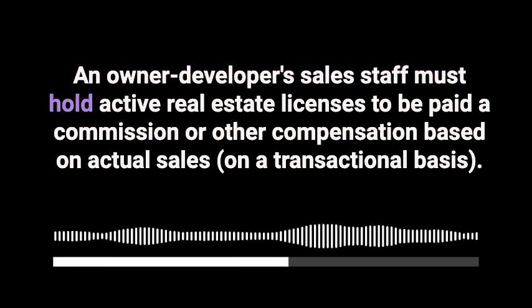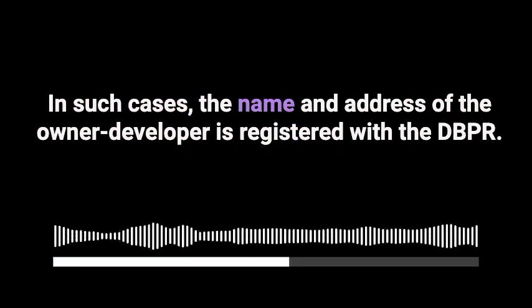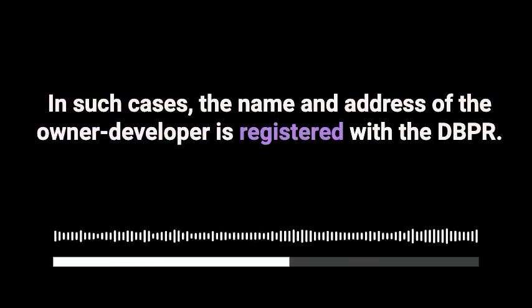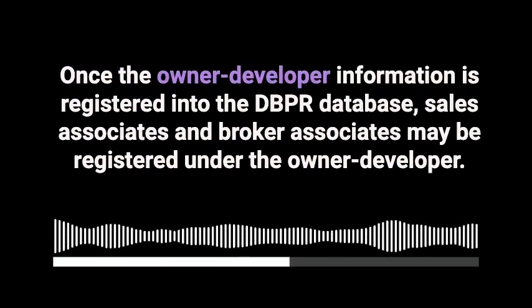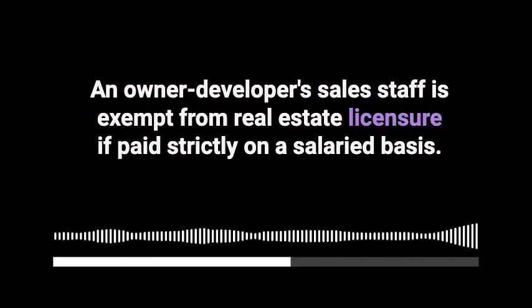However, licensed real estate sales associates and broker associates may be employed by an owner-developer. An owner-developer's sales staff must hold active real estate licenses to be paid a commission or other compensation based on actual sales. In such cases, the name and address of the owner-developer is registered with the DBPR. Once the owner-developer information is registered into the DBPR database, sales associates and broker associates may be registered under the owner-developer. An owner-developer's sales staff is exempt from real estate licensure if paid strictly on a salaried basis.